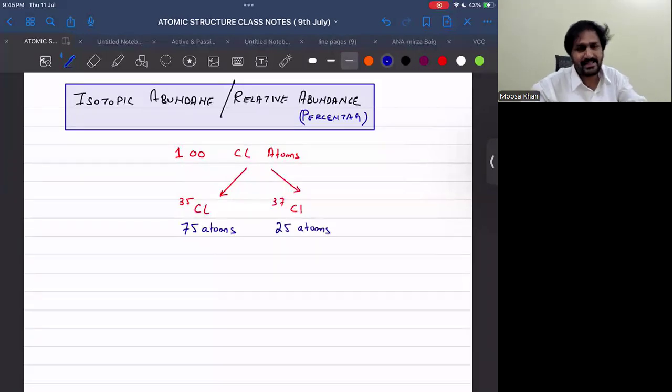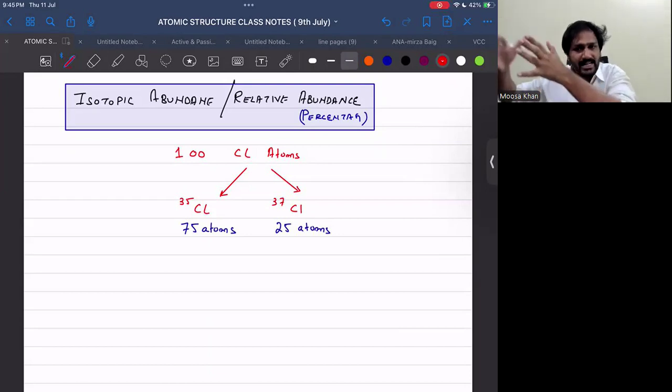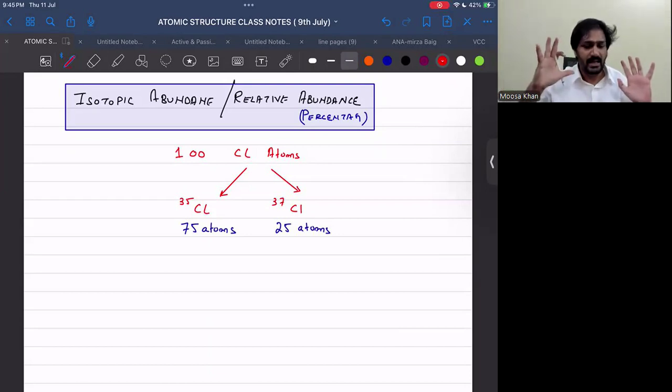It's not necessary, it should always be 100. Let's say if it is 500, then if you calculate 75% of 500, you'll get that number. I'm not doing the maths right now, but I'm just trying to give you an idea that of all the chlorine atoms, 75% would have a mass equal to 35, and 25% of those chlorine atoms would have a mass equal to 37. This we have calculated.